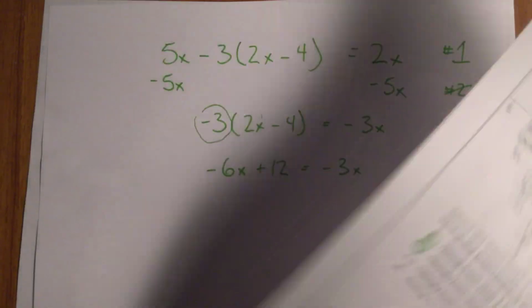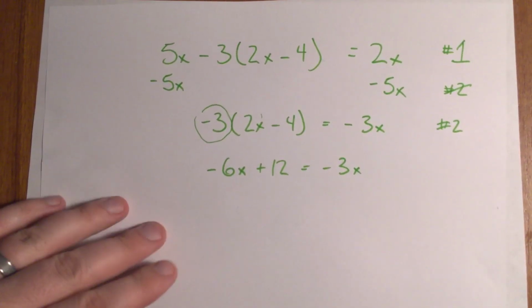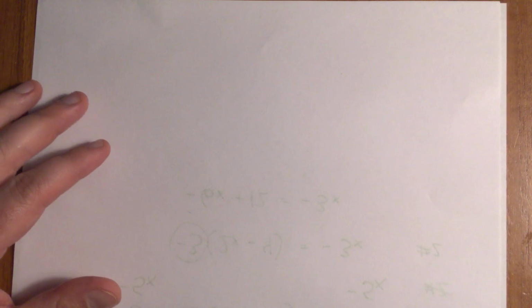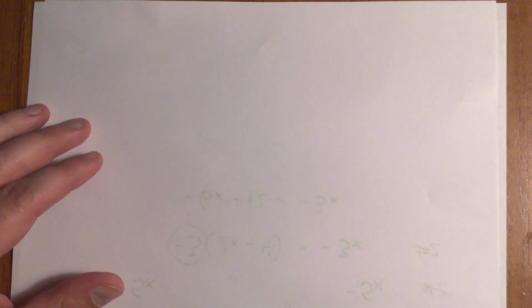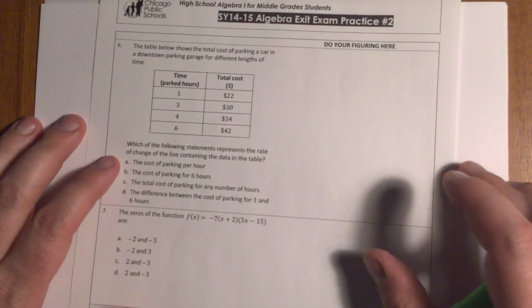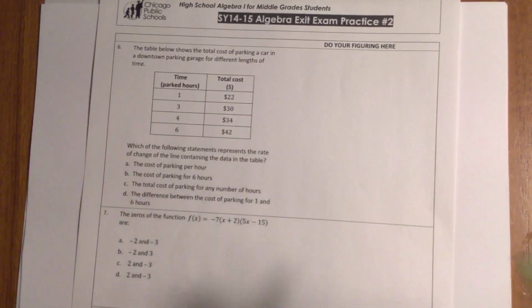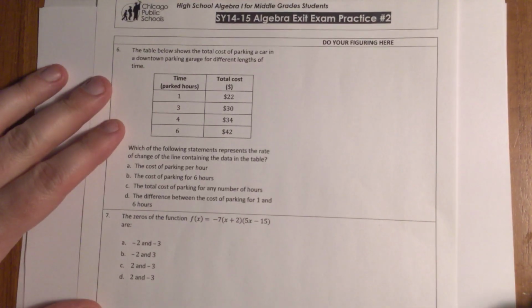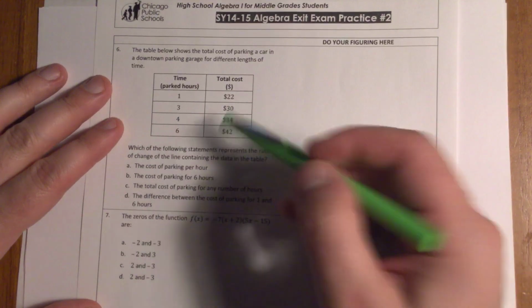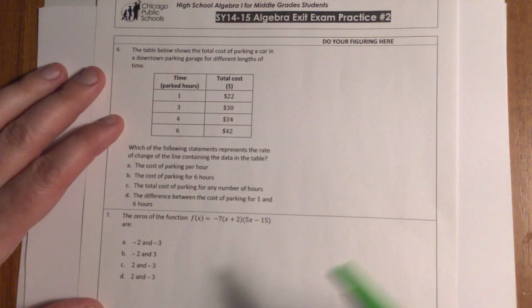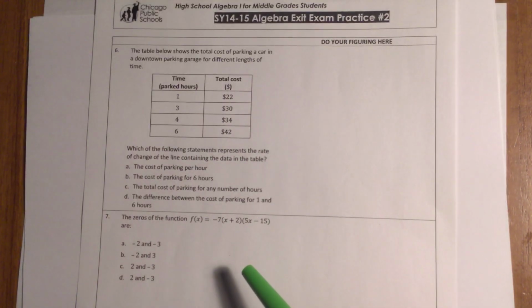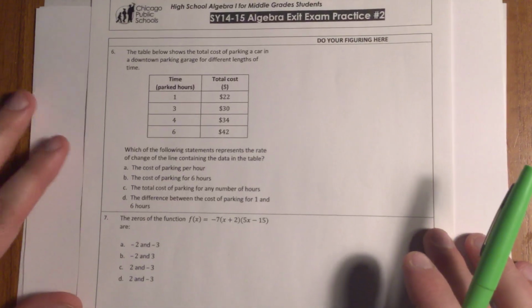All right, next question, number 6. The table below shows the total cost of parking a car in a downtown garage for different lengths of time. From 1 to 3 hours, it goes from 22 to 30. This looks like a linear function to me. I can check in a second. Which of the following statements represents the rate of change?